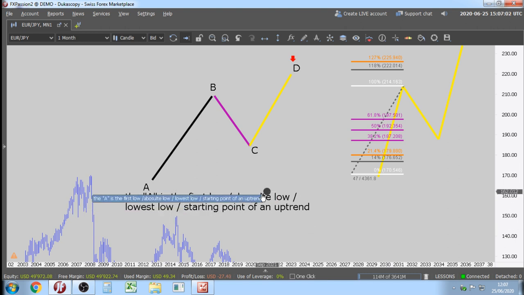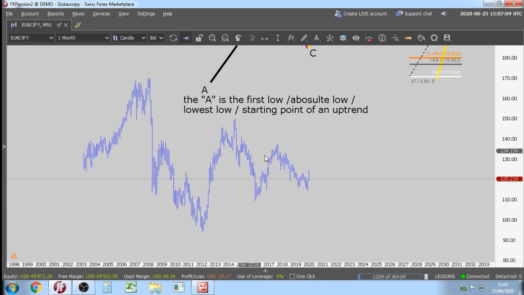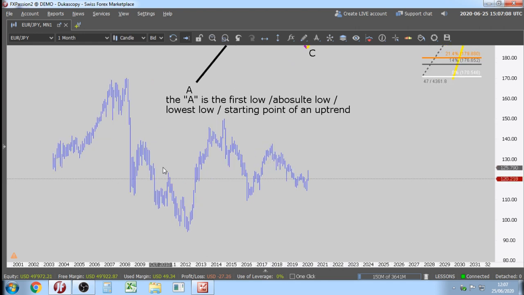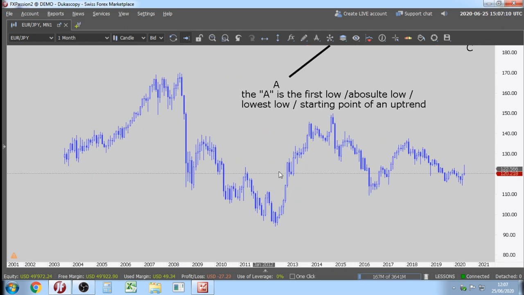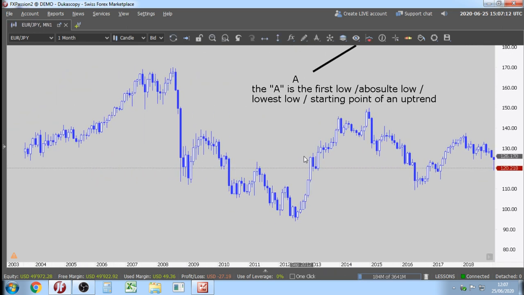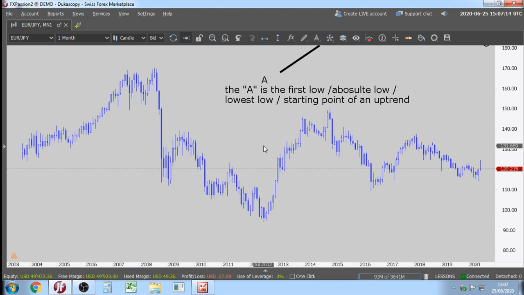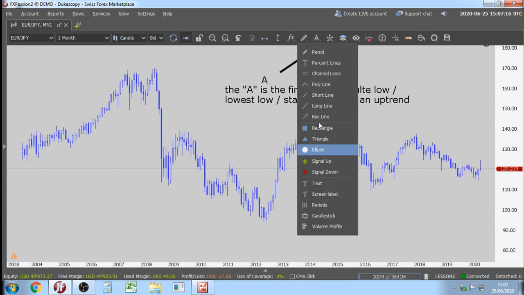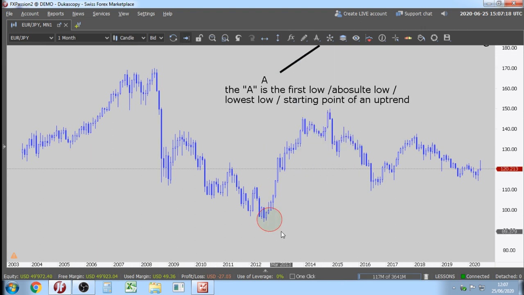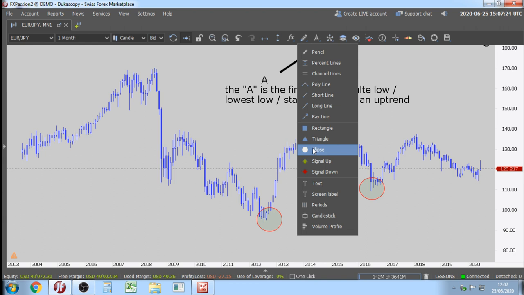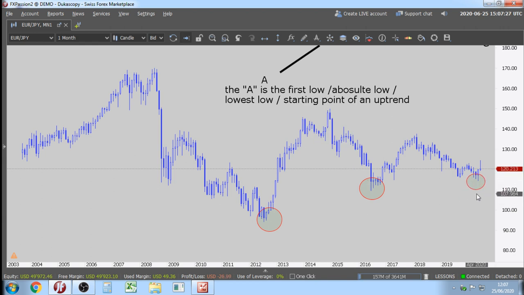Okay, so this is the A, right? And I am on the Euro JPY monthly chart. Now, what would be the A? Remember, we are talking about the uptrend. So what would be the A? Would the A be the first circle, the second circle, or the third circle? Everyone, what do you think?